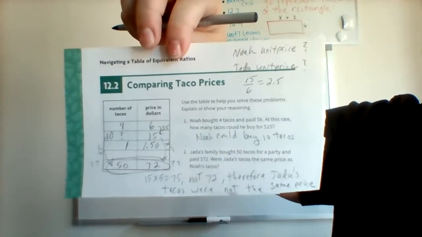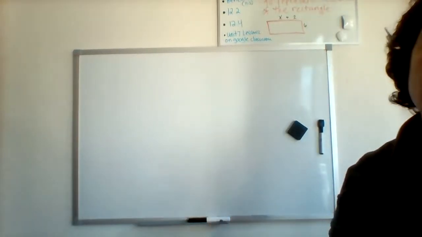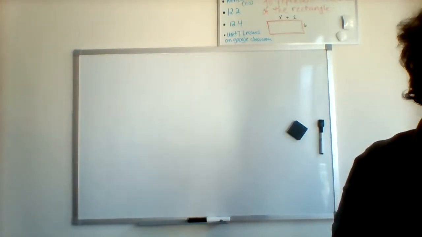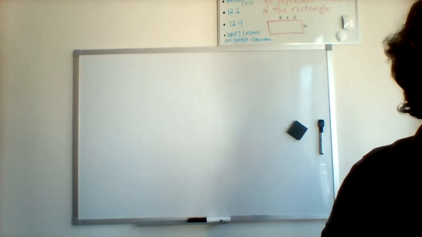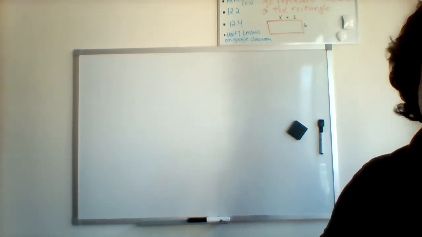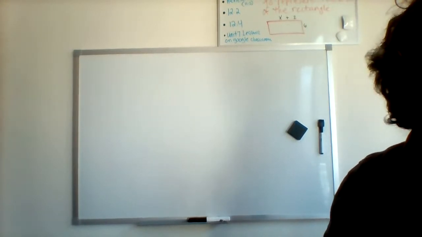Okay, now let's do number 2. Number 2 is about Jada. Jada also purchased tacos. She purchases 50 for $72, and they want to know, is that the same price per taco that Noah is paying? So how can we find out?